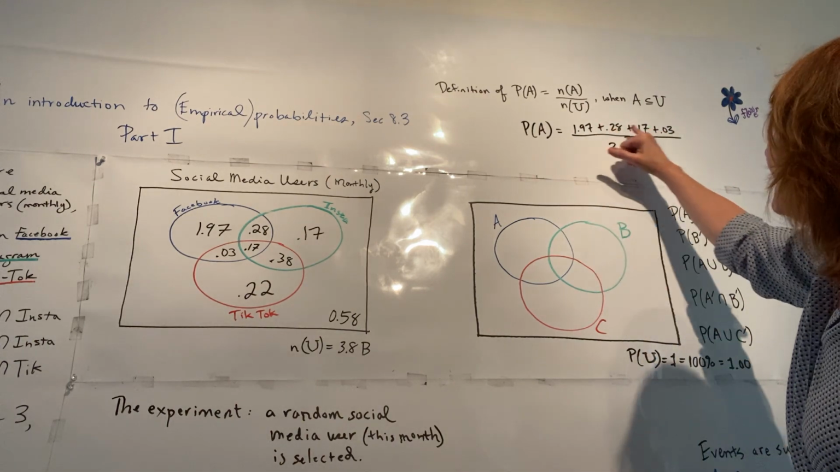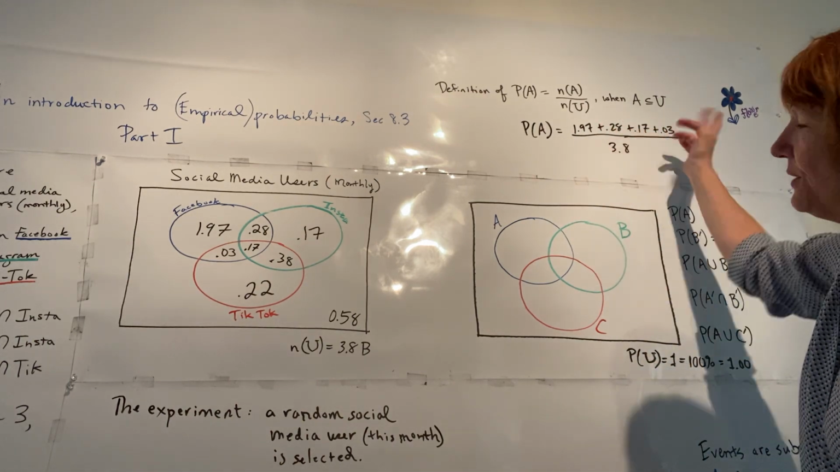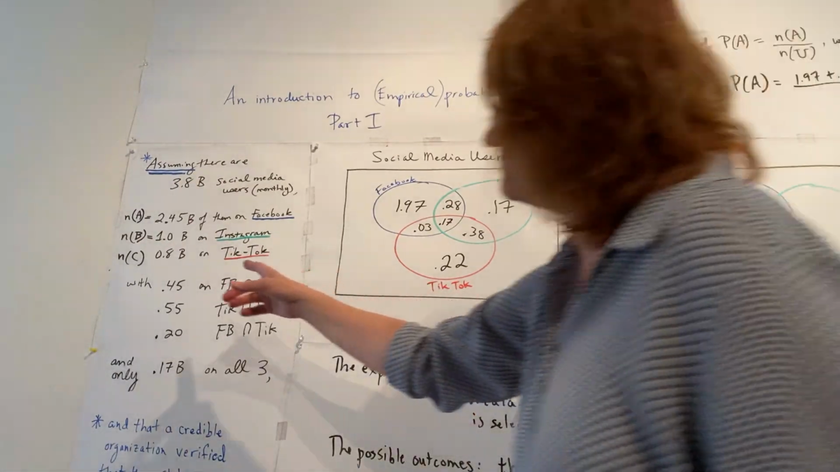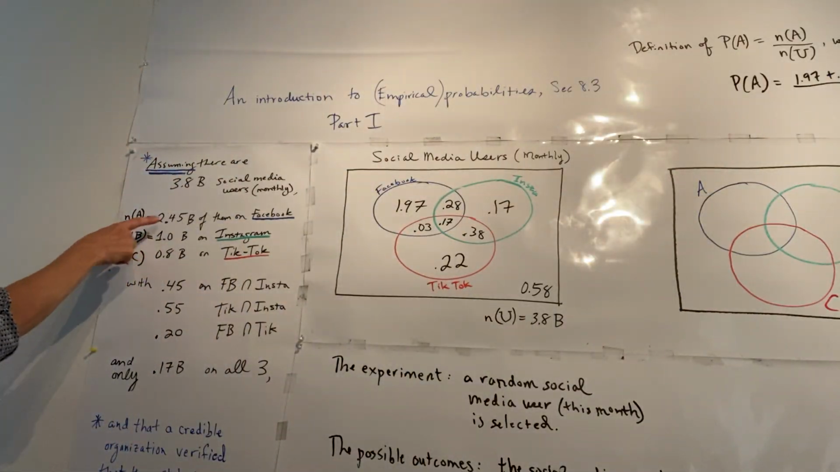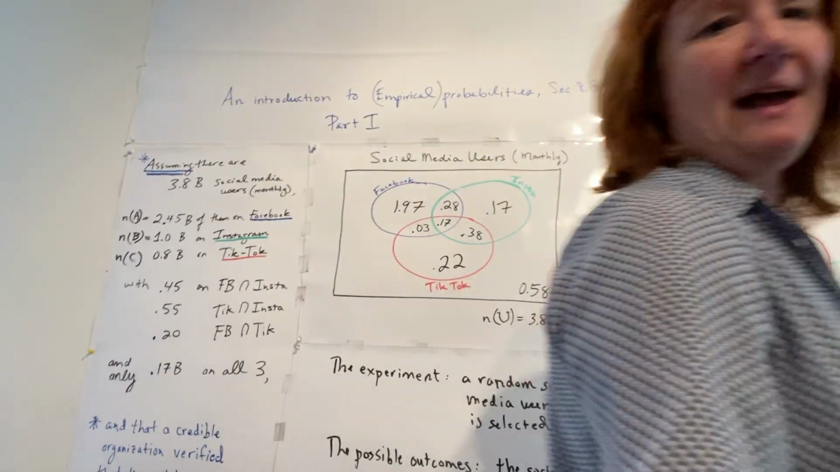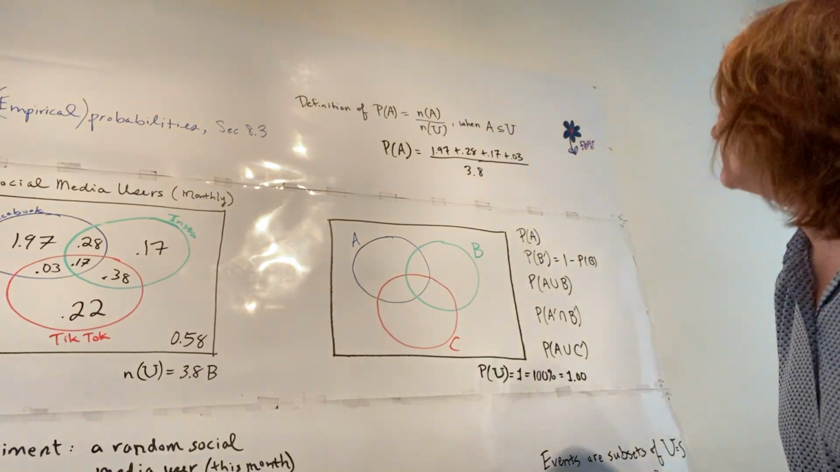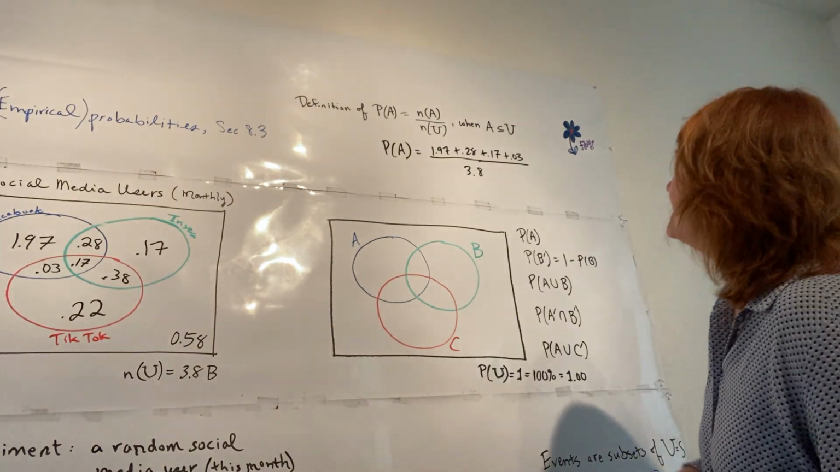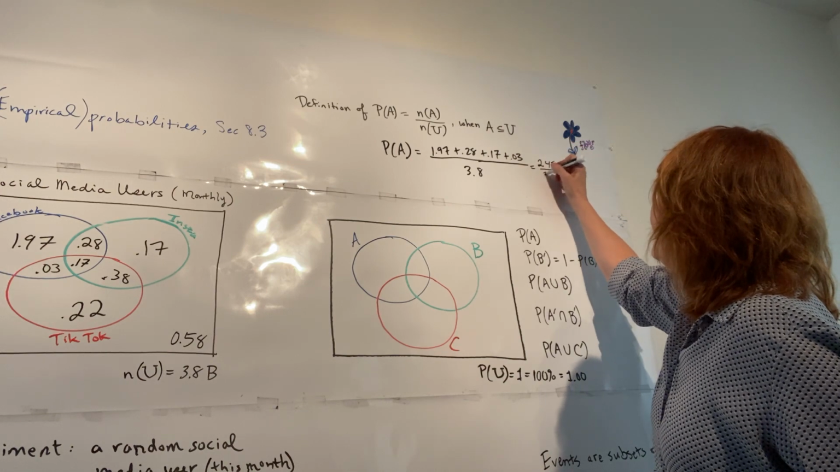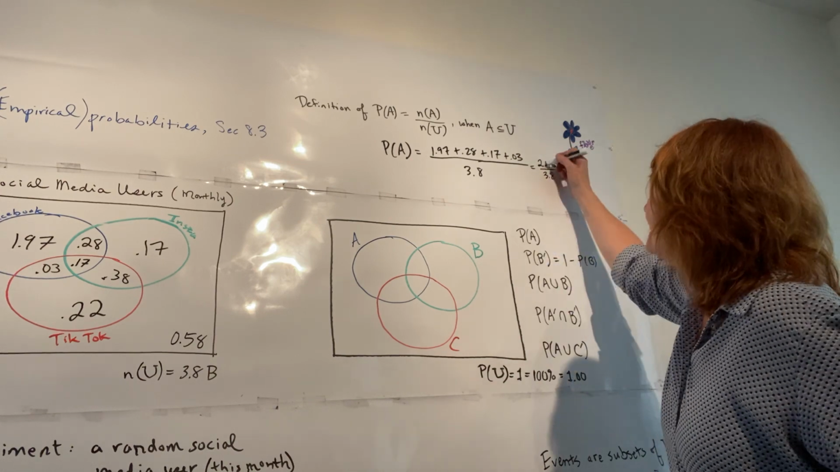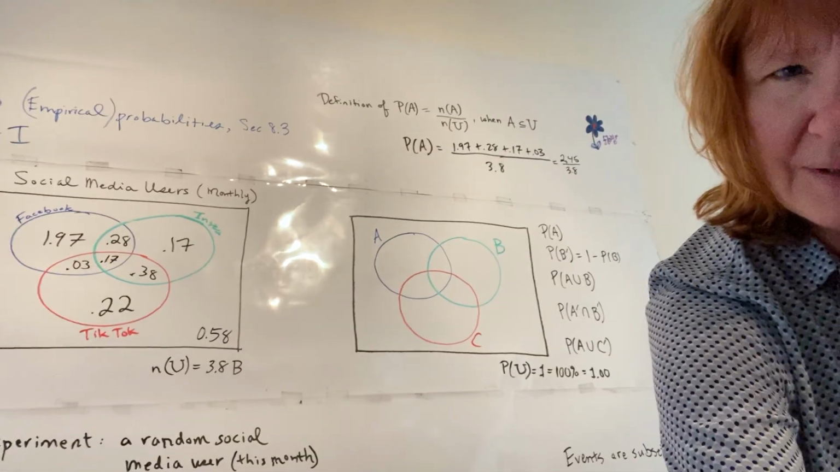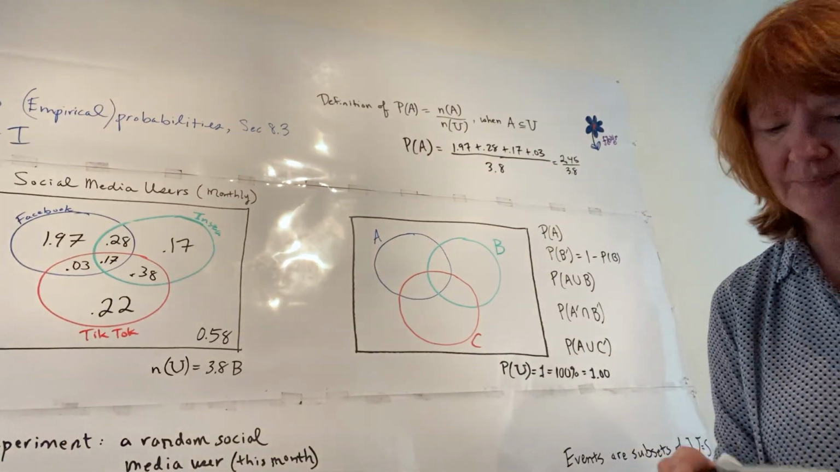Now we could have done it this way, or we could have used, if we still had this information from the beginning of that first problem, that the number of Facebook users is 2.45. If you add all these together, that would be 2.45. So this is 2.45 over 3.8. And as you have to get used to, a probability has to be a number less than or equal to 1.